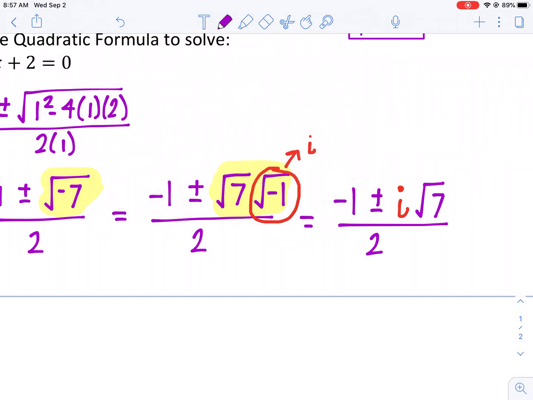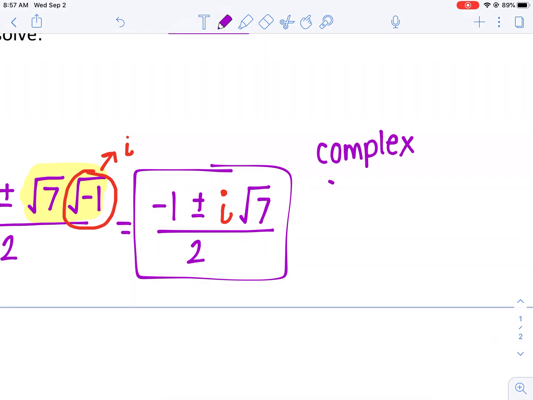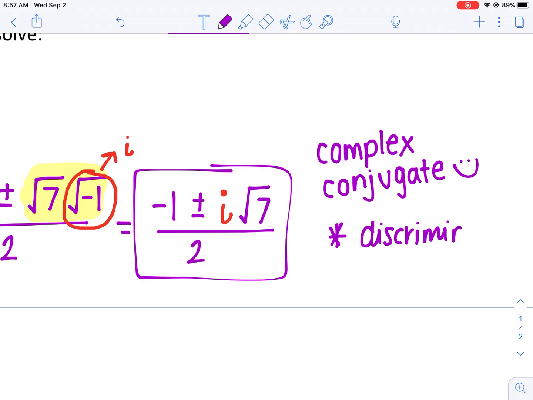So this is how we solve the problem. Simplify that negative under the square root. Okay. This is what's called that complex conjugate. And it's only happened because the discriminant was less than 0.